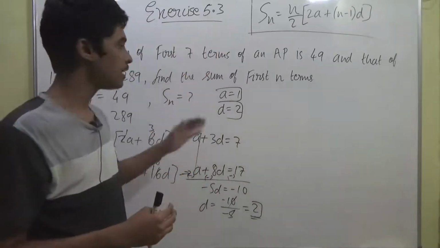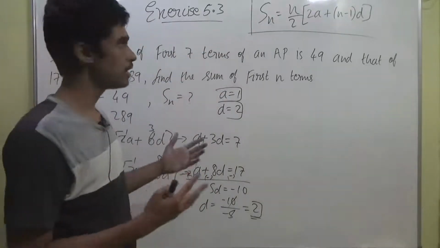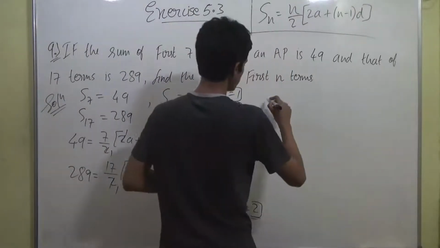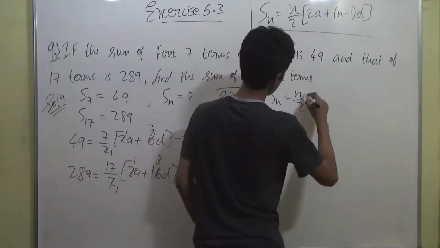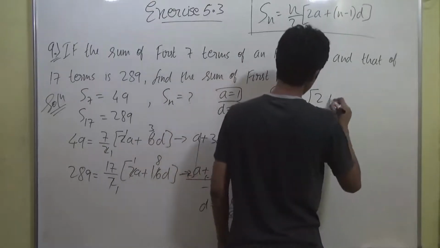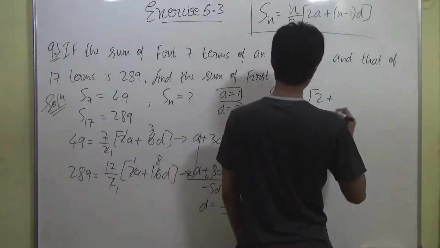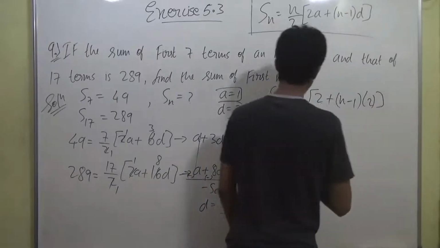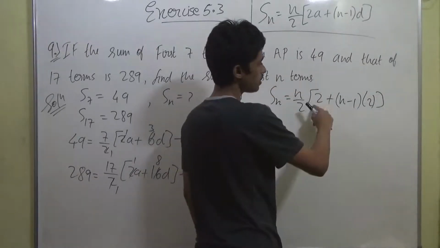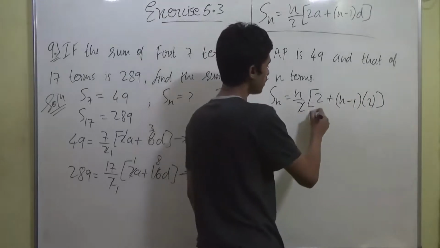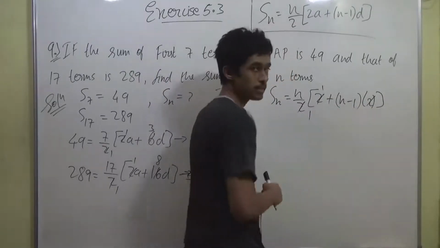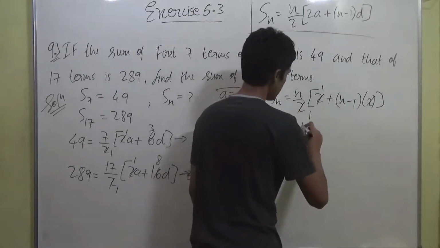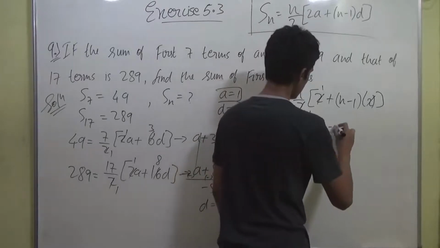Now to write the generalized formula, let's put the value of a and d in the generalized formula to get the generalized formula of s of n for this question, right? So s of n will become equal to n by 2 into 2a, that is 2 into 1, which is 2, plus n minus 1 into d. d is 2. Right, now see guys, 2 is there here also and 2 is there here also, which means you can divide by 2 at both places. So this 2 will get cancelled as 1 and 1.